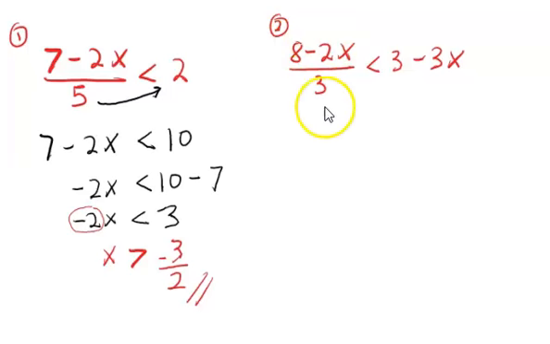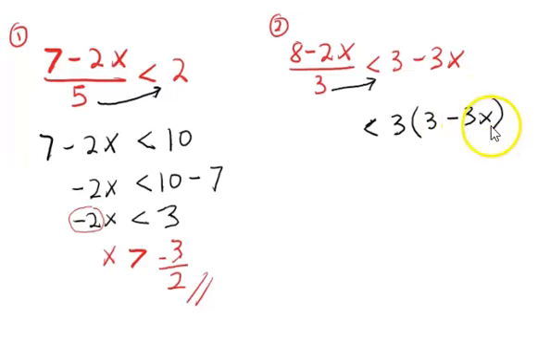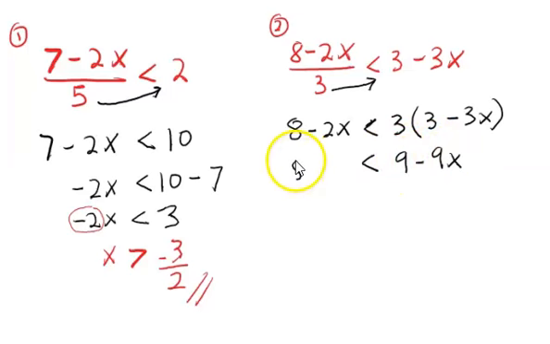Okay, now for question number 2, 3 will be moved to the opposite side to become multiply. So we have to put a bracket. 3 bracket 3 minus 3x, close the bracket, and we write down this numerator up here. So you got 8 minus 2x. Okay, and then we solve inside the bracket. So we got there 9 minus 9x, and here's the 8 minus 2x.